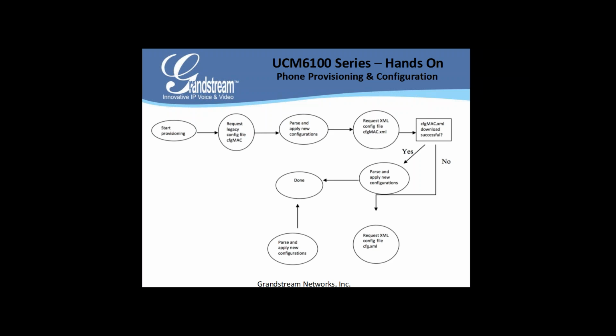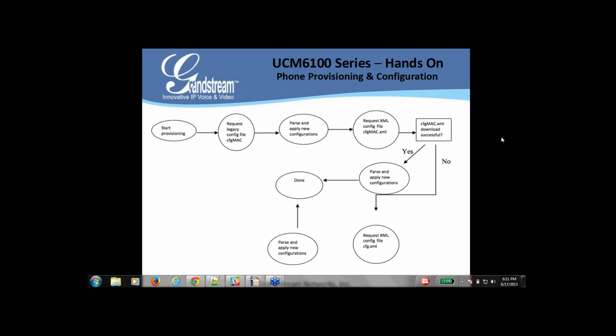After that, it's going to request an XML file. The naming convention for that file is cfg, MAC address, .xml. Once it locates that file, it will download it and apply it. If yes, it's going to parse and apply that configuration, and it's going to be done. If it doesn't find it, it's going to request it again and try the same procedure. After a few tries, it's going to stop.